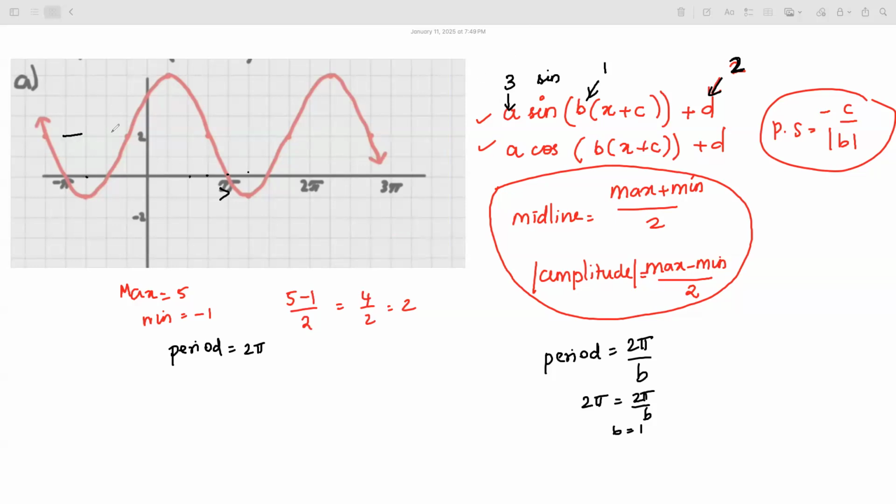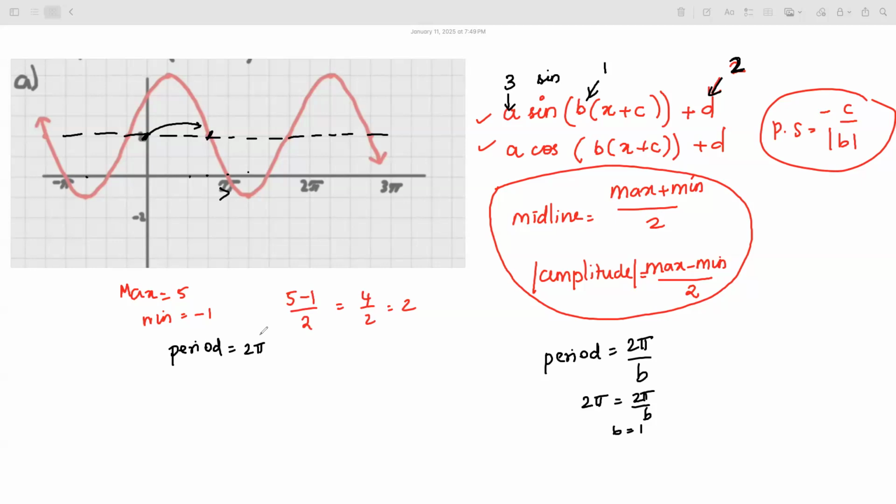Now the midline was here. Okay, that we are not confused. This is a sine curve. So basically, the shift is from here to here. That means what? The shift is from here to here, right? So what is the phase shift?